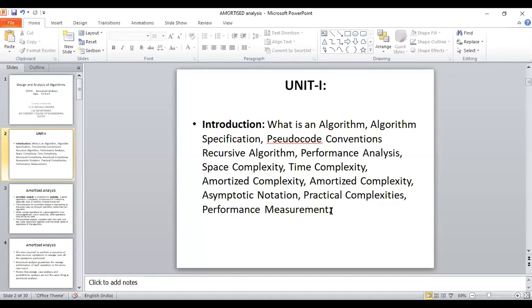So what is a little o notation? The asymptotic upper bound provided by O notation may or may not be asymptotically tight. So the bound 2n square equal to O of n square is asymptotically tight, but the bound 2n equal to O of n square is not. So we use little o notation to denote an upper bound that is not asymptotically tight.